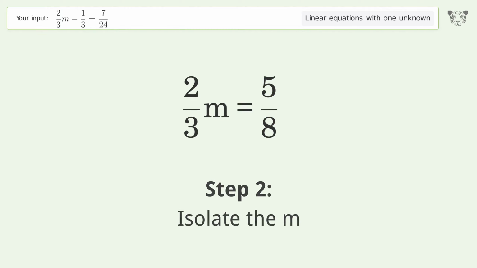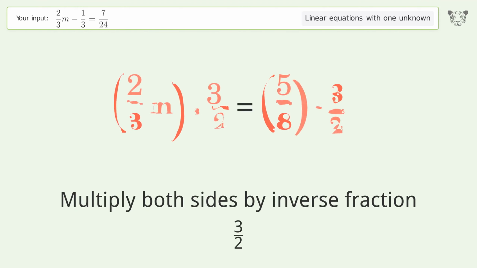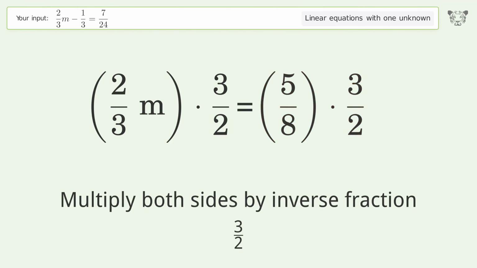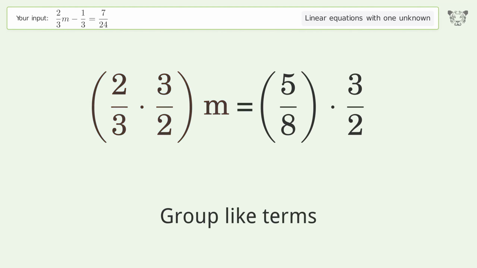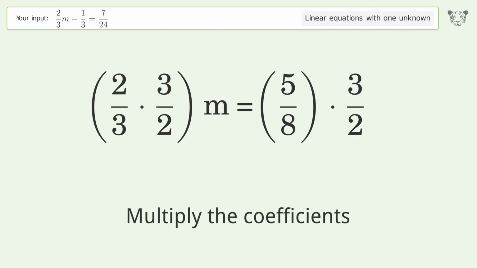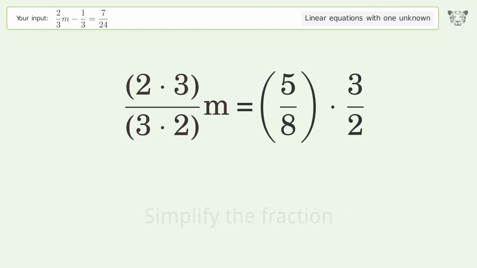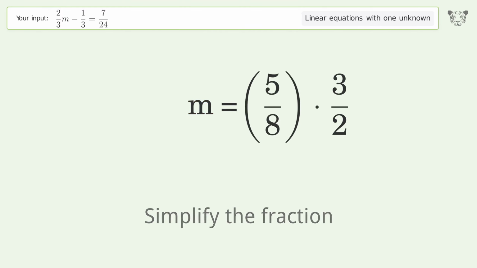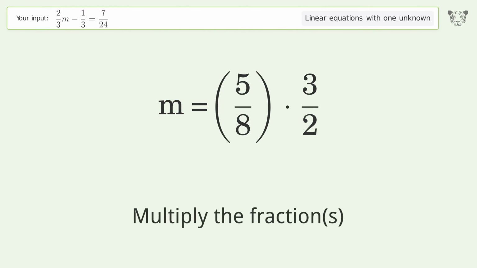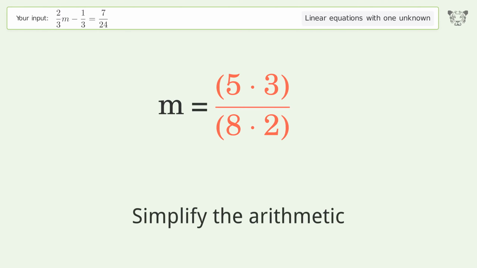Isolate the m. Multiply both sides by inverse fraction 3/2. Group like terms. Multiply the coefficients. Simplify the fraction. Multiply the fractions. Simplify the arithmetic.